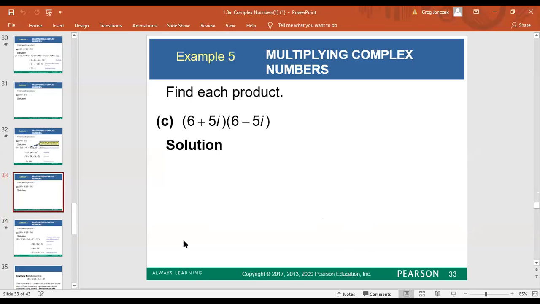Now, this is known as the difference of two, well, not yet, but they will be soon. I won't say it yet. Okay, we want to multiply 6 plus 5i times 6 minus 5i.